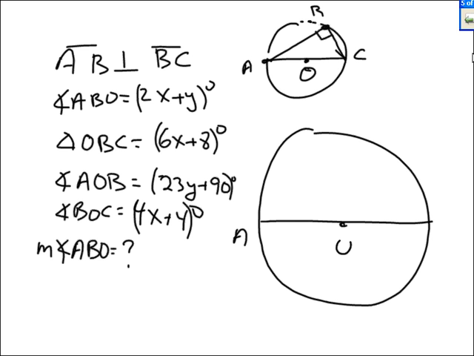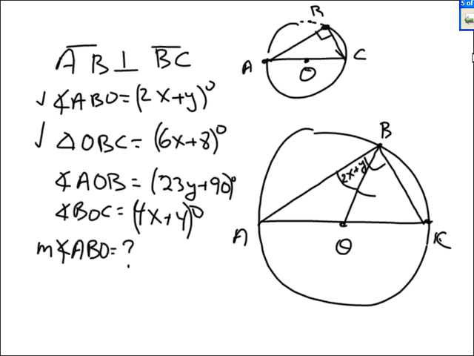A, O, C, I'll change that in a moment. And you have B, you have your right angle, and O. And let's go one by one. ABO is this angle right here, which is 2x plus y. And OBC is the other piece, which is 6x plus 8.